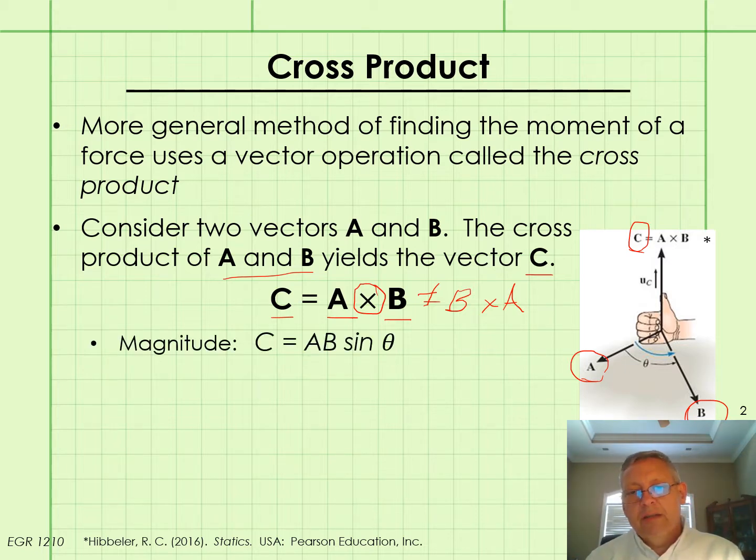So let's look at the magnitude first. The magnitude of C is given by the magnitude of A times the magnitude of B times the sine of theta, where theta is the angle in between the two vectors. And knowing what we know about the sine function, you should be able to see that this magnitude is going to be greatest when theta is 90 degrees, or the vectors are perpendicular.